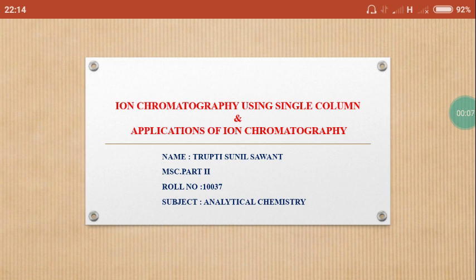Today I am going to present on the topic ion chromatography using single column and applications of ion chromatography. What is ion chromatography? Ion chromatography is the same as ion exchange chromatography, except that it includes a provision for removing and detecting electrochemically the ions in the eluting agent.